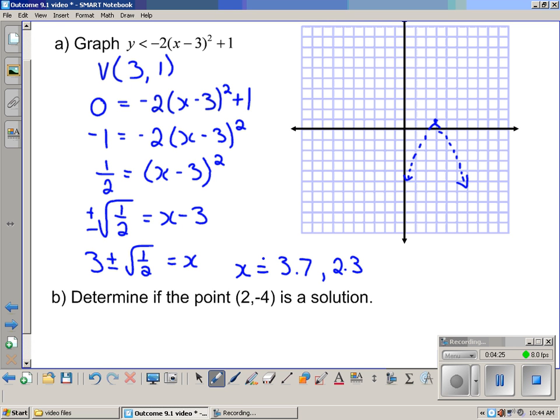I now need to decide what region I want to shade in, and so we need to test the point. Now this is where we need to be careful on the point that we pick. I know that the point 0, 0 is not close to that boundary region. I know it's very much outside of it because I know my x-intercepts. So let's test 0, 0.